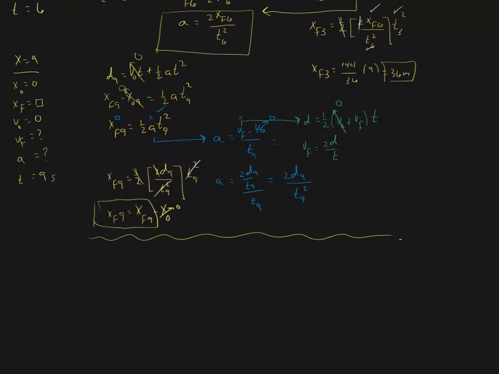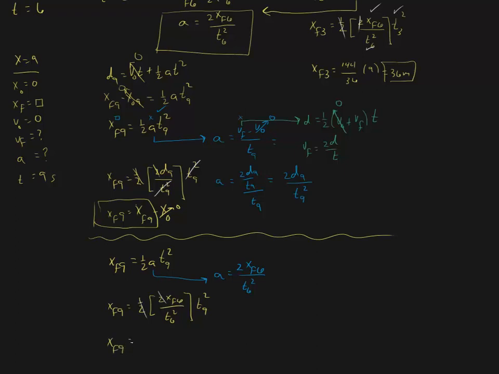So let's start over. So we get x final 9 is equal to 1/2 a t9 squared. Now, acceleration, it's still the same process. So when it comes to the acceleration, we get a is equal to 2 x final 6 divided by t6 squared. So x final 9 is equal to 1/2 times 2 x final 6 divided by t6 squared, times t9 squared. Cancel out the 1/2 with the 2, and now we're almost done.